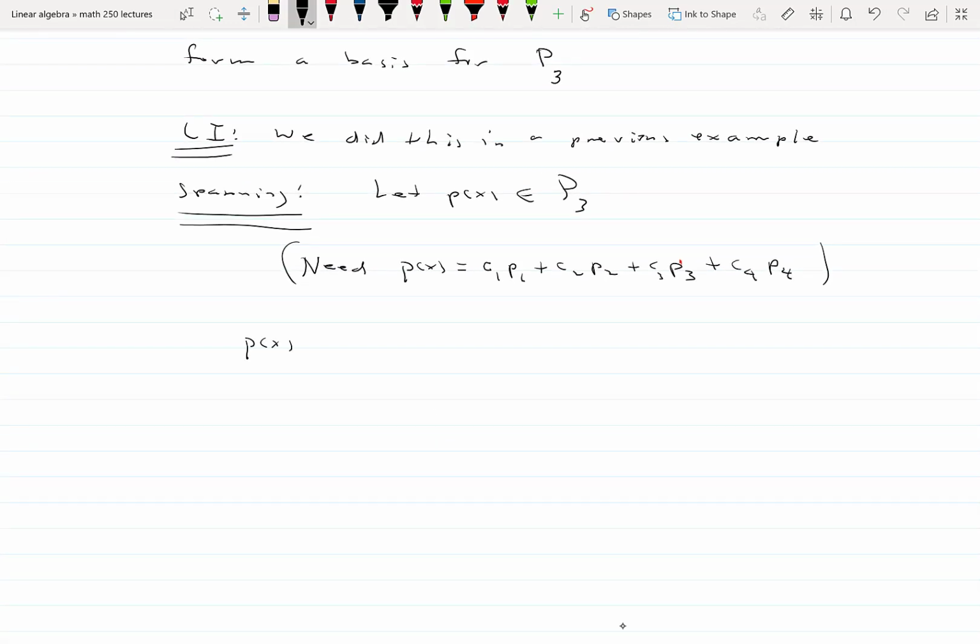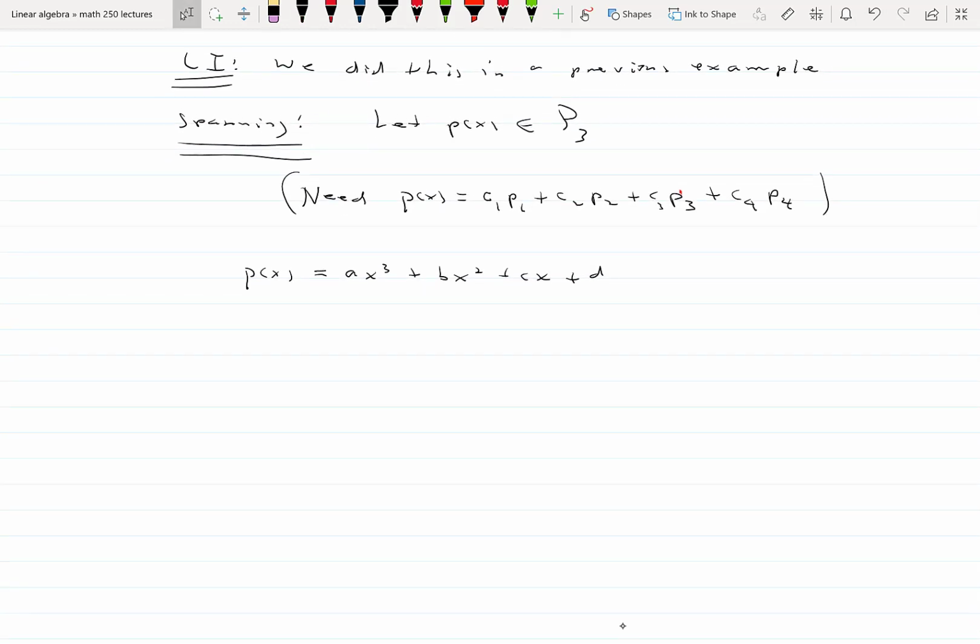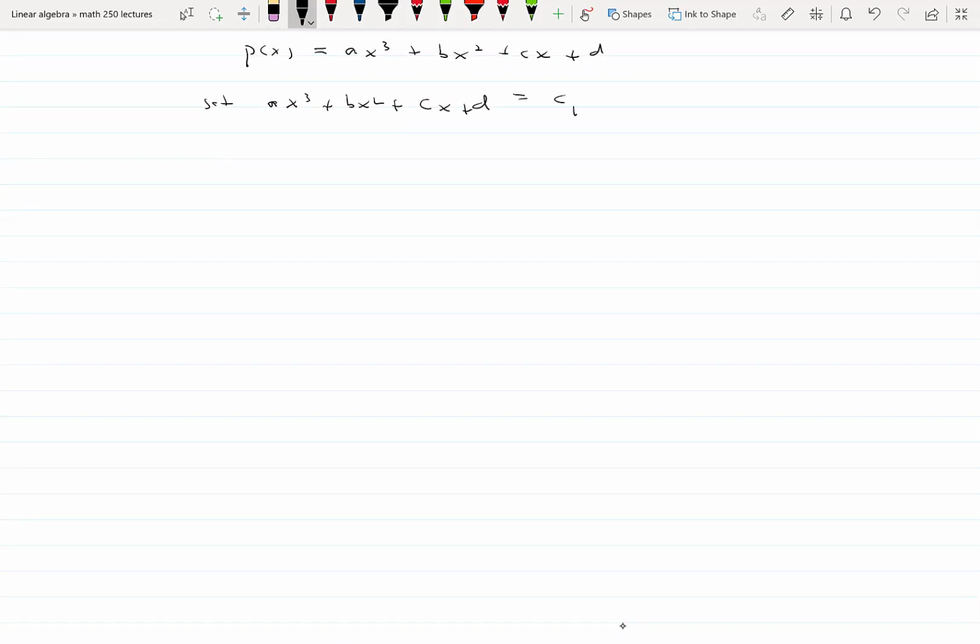So P of x is in P3. So that means P of x is a polynomial of degree less than or equal to 3. So P of x must be of the form ax cubed plus bx squared plus cx plus d. This is a given. P of x comes from P3, so it has to be a third degree, a second degree, a first degree, or a constant polynomial. And there's the general form. So what we do is we set that general polynomial from P3 equal to C1 P1 plus C2 P2, etc. So set ax cubed plus bx squared plus cx plus d equal to C1 P1 plus C2 P2 plus C3 P3 plus C4 P4, and see if we can find constants C1, C2, C3, and C4 that will make that true.